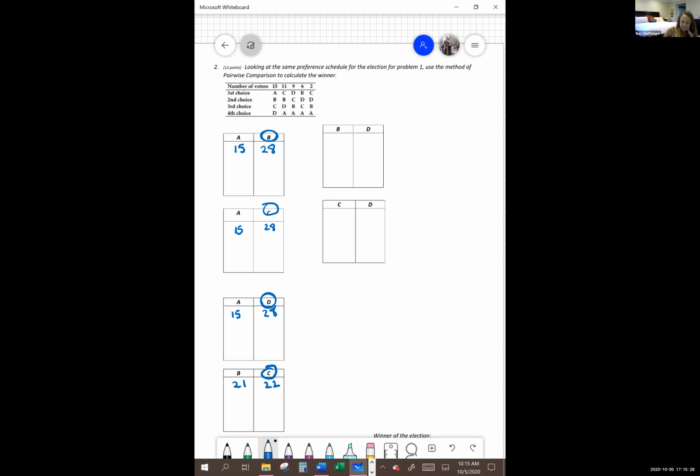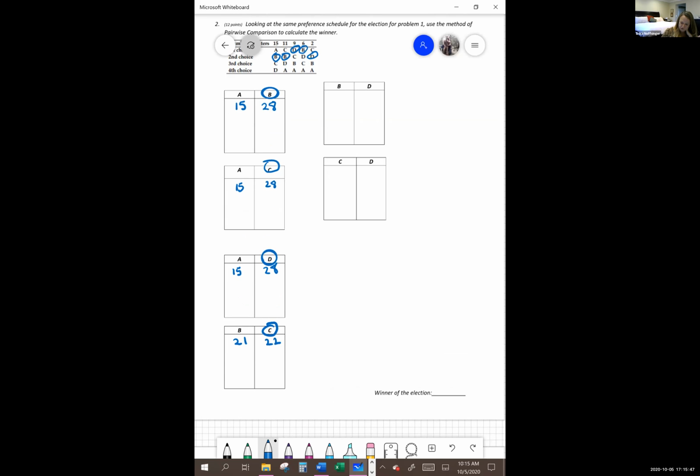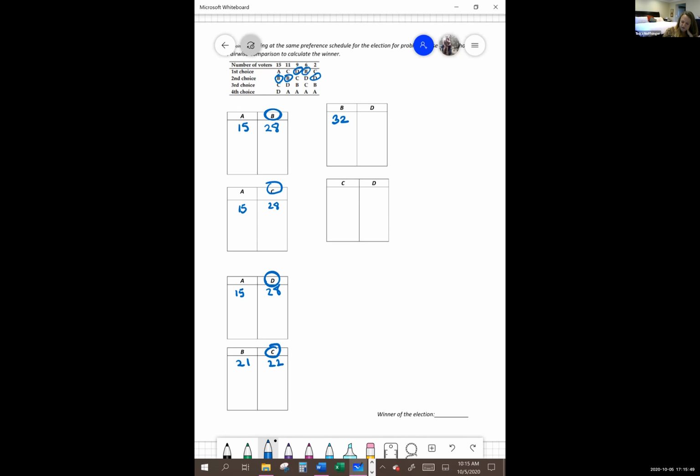So looking at B versus D, B is the winner here, B is the winner here, D is the winner, B is the winner, D is the winner. If I add all the B's, that's 15 plus 11 is 26, and 26 plus 6 is 32. And D gives me 9 plus 2, which is 11. So B's the winner.